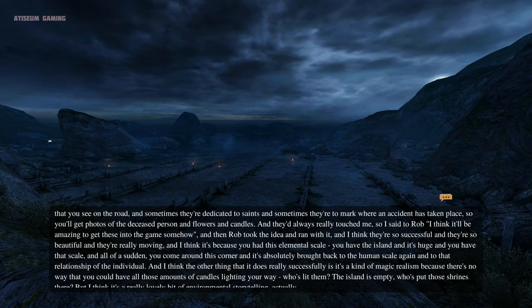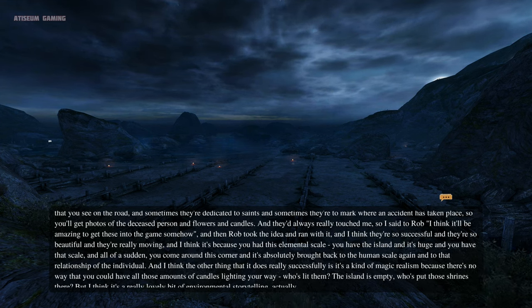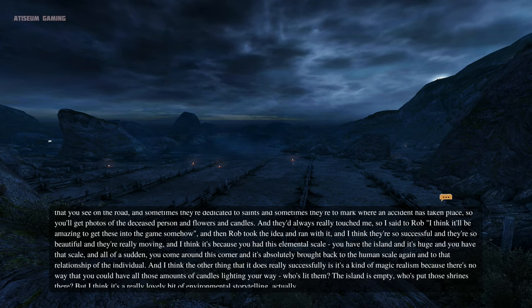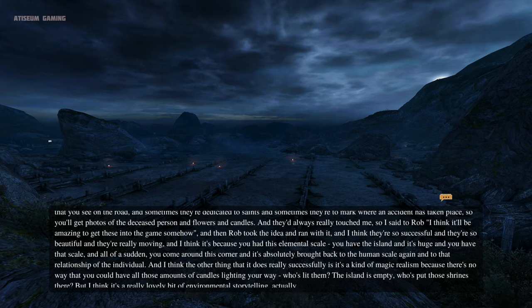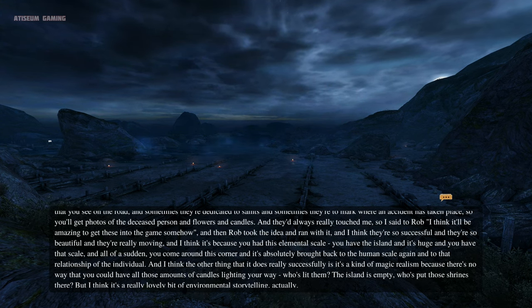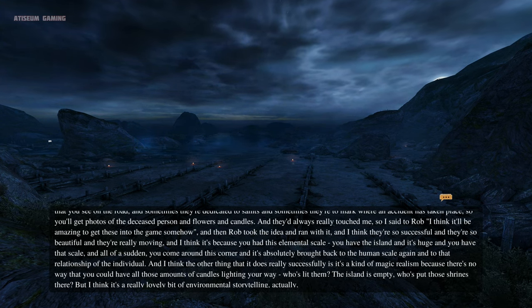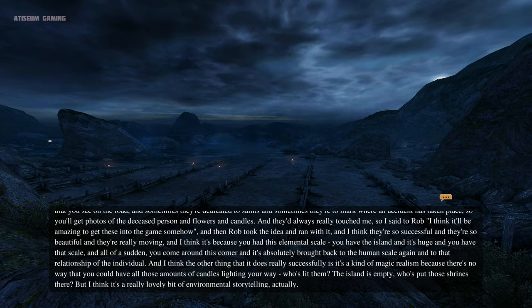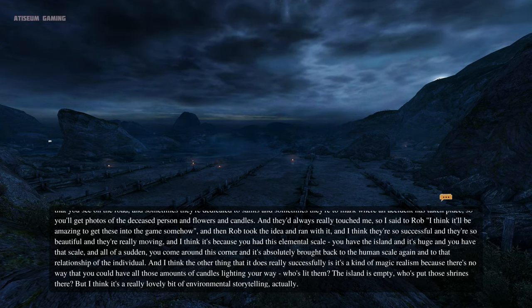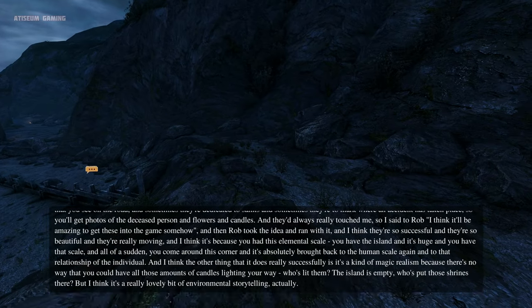And I think the other thing that it does really successfully is it's a kind of magic realism, because there's no way that you could have all those amounts of candles lighting your way. Who's lit them? The island is empty. Who's put those shrines there? But I just think it's a really lovely bit of environmental storytelling, actually.